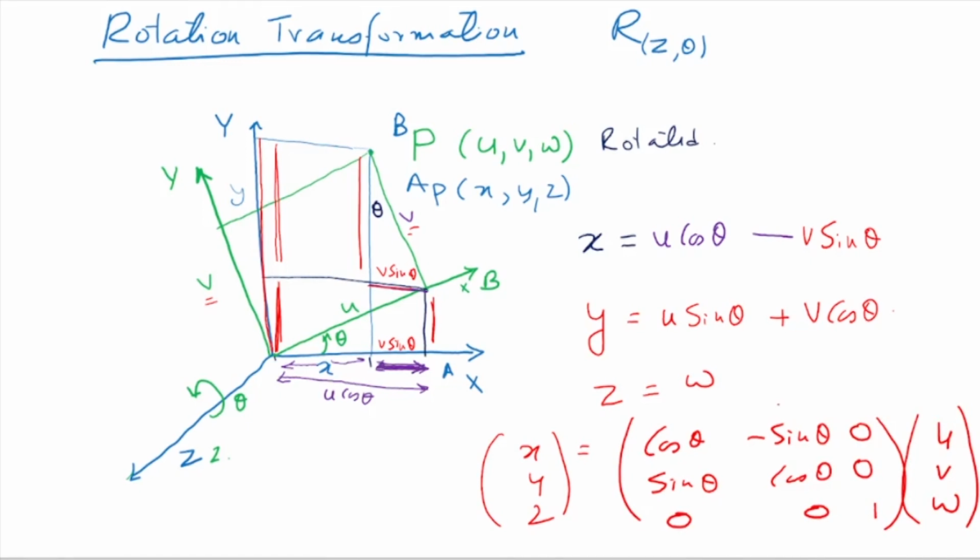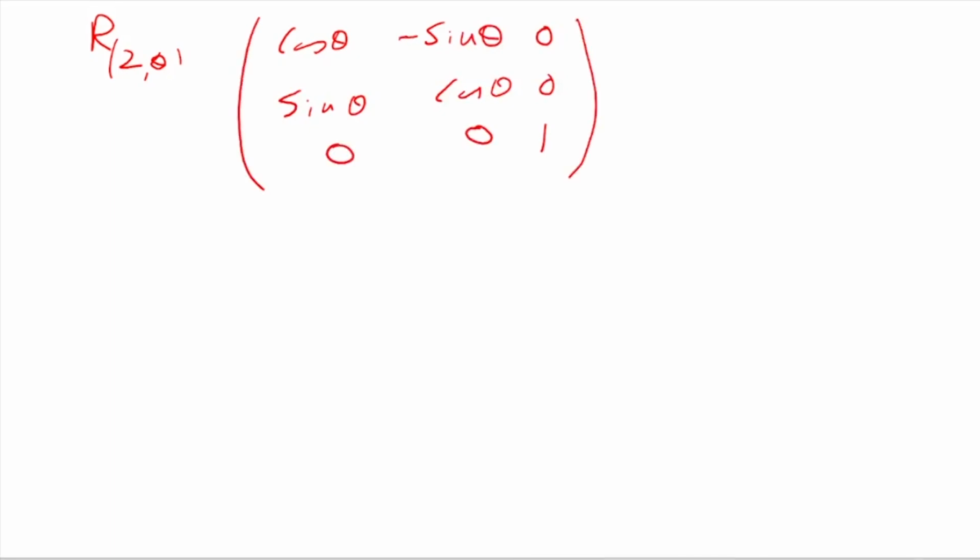Now this matrix here is called the rotation matrix and is defined as the rotation about the z axis by an angle theta. This is the way it is written. First of all, it is a 3 by 3 matrix, and it has some very interesting properties. Let me just explain the matrix again. This matrix R_z(theta) is cos theta, minus sin theta, 0; sin theta, cos theta, 0; 0, 0, 1. This is my matrix.